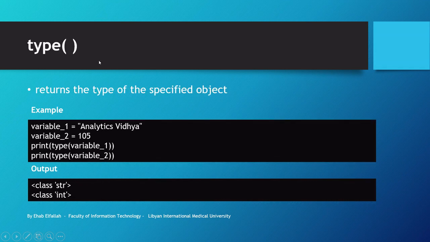Type: this function will receive any variable and it will return this variable's type. As we know, we can assign any value to any variable in Python. So if we want to know which variable type we use, here, for example, we have two variables, variable 1 and variable 2, and variable 1 equals a sentence and variable 2 equals a number. And if we print the type of variable 1 and the type of variable 2, variable 1 will be string and the second variable will be integer.